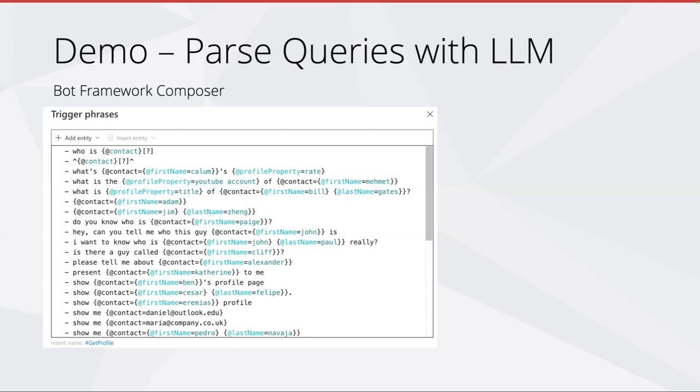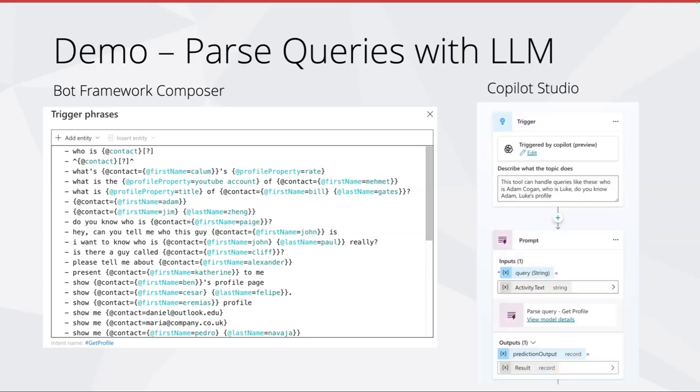And in Microsoft Copilot Studio, you can do it through LLM. For example, you can select a trigger called Triggered by Copilot, and you can add a simple description. So it will use LLM to identify the intent. So once you got this intent, you can parse the queries using prompt. It will be more accurate.